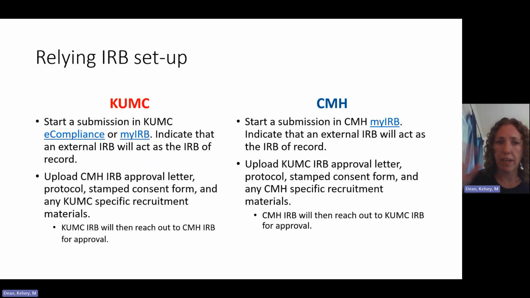So the system is set up almost exactly the same as starting out that initial IRB. You would go to the MyIRB platform, start a study, but there is a checkbox on the very first page of the submission where you would indicate that an external IRB will act as IRB of record. So that will shorten the amount of forms you need to submit, because it's telling the system that this has already been approved somewhere else.